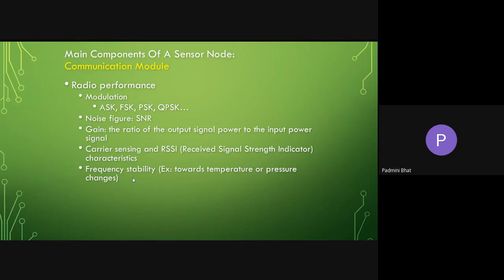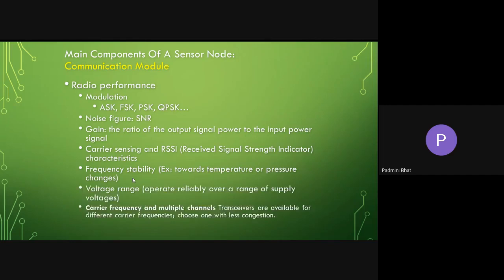Next, frequency stability towards temperature and pressure changes. What it means is, I have set one frequency for transmission, for communication. So whether the frequency is affected by the temperature or by the pressure, because I am working in an open environment, so I may face these changes. When these changes occur, whether my frequency is going to change. If that is the case, then I need to correct it. I cannot take that frequency range.